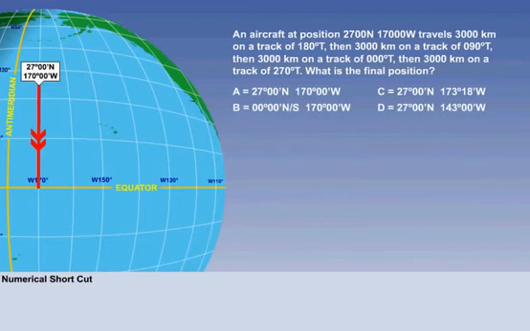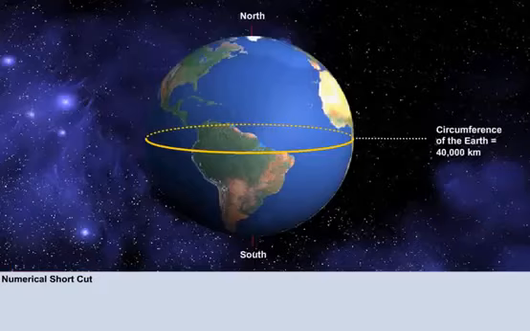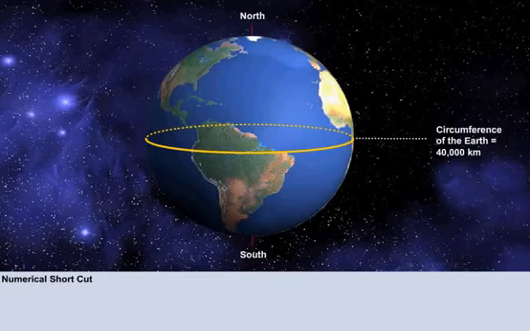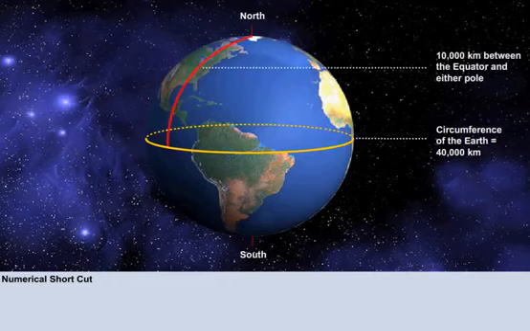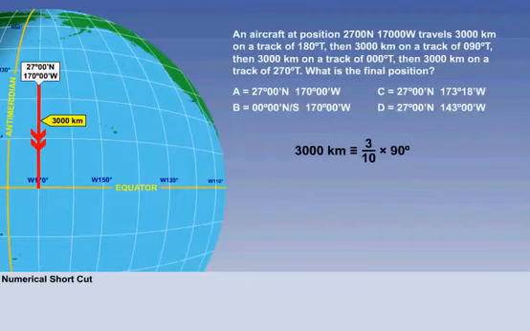There was a numerical shortcut which would have saved time. The clue came with the information that the leg distance was 3,000 kilometers. If you think back to the early part of the course, you should remember that the circumference of the Earth is 40,000 kilometers, and that 10,000 kilometers is 90 degrees change of latitude straight up a meridian. So 3,000 kilometers will be 3/10 of 90 degrees, which is 27 degrees of change of latitude.